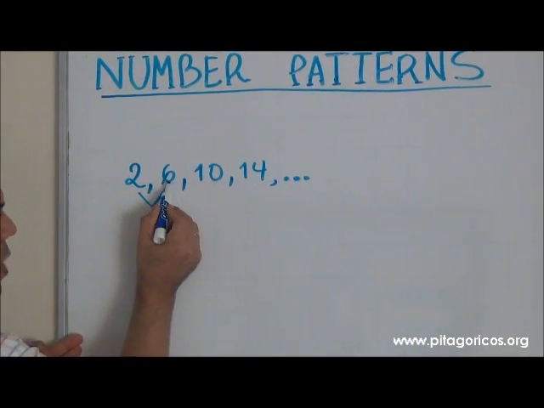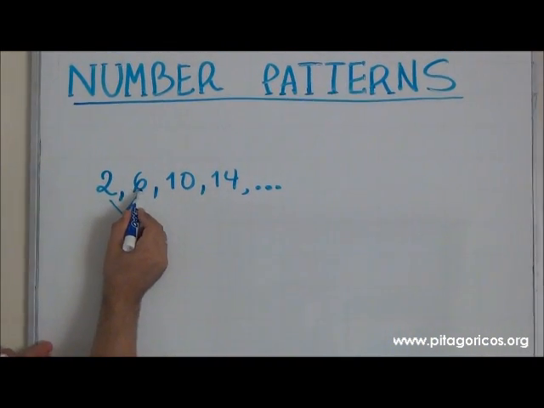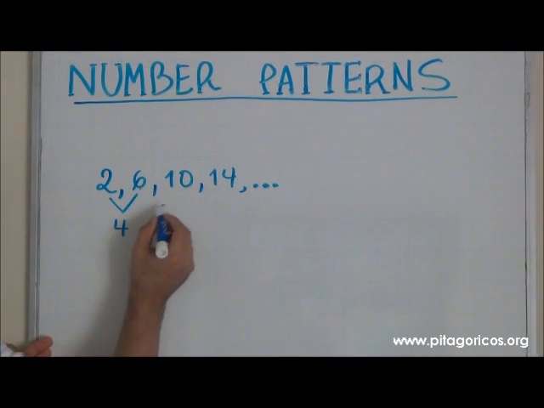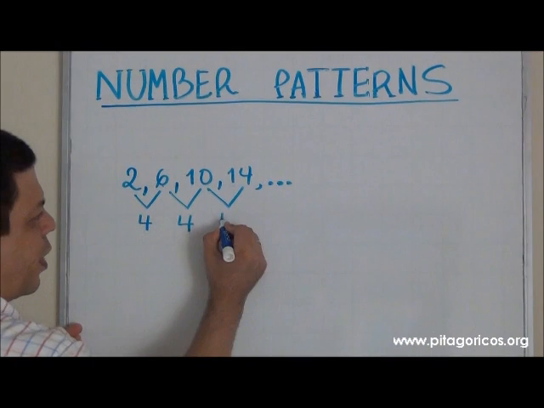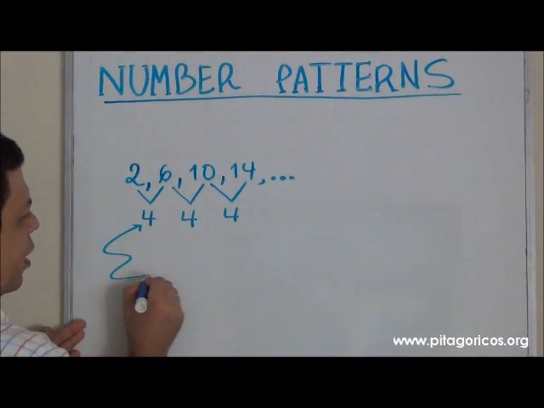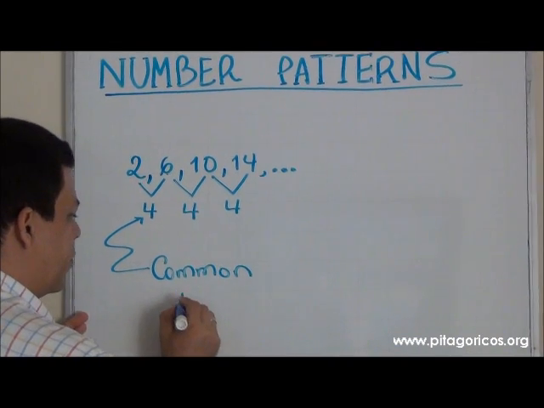If we subtract any of the terms from the one before, that is 6 minus 2, we're going to have 4, 10 minus 6, we're going to have 4, or 14 minus 10, we're going to have 4. This number is what we call the common difference.